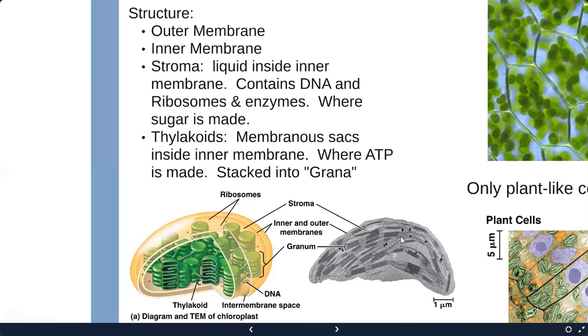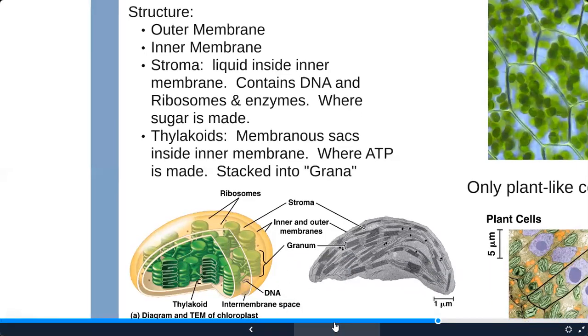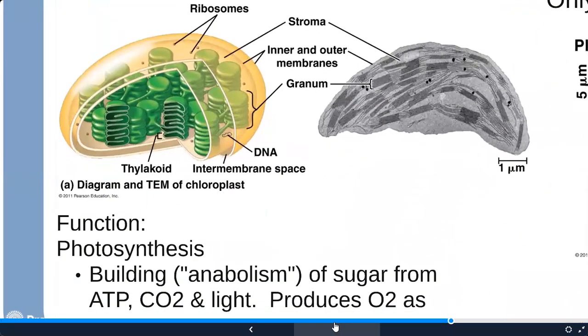Here's what it looks like in a transmission electron microscope, a TEM. Very small. This is 1 micrometer, so this is 1 meter times 10 to the negative 6. Very tiny. Okay. And the chloroplast, it does photosynthesis. So photo means light, synthesis is making. Okay, so we're using light to make sugars.